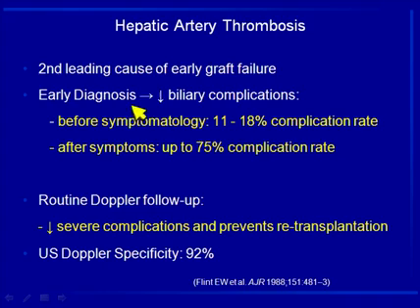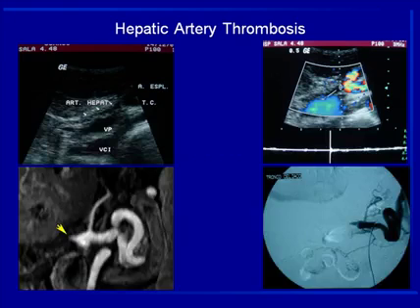Early diagnosis can decrease biliary complications. The routine Doppler follow-up decreases severe complications and prevents retransplantations. Ultrasound Doppler specificity is 92% in these cases of hepatic artery thrombosis.